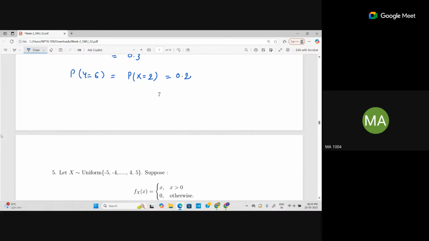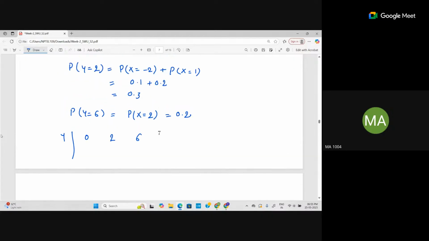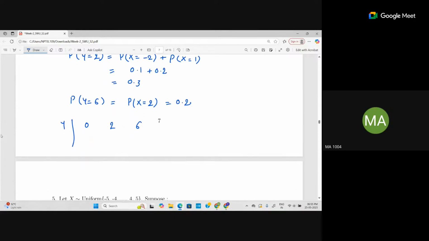Okay, now we can write the PMF of y. So y is taking 0, 2 and 6 with probabilities 0.5, 0.3 and 0.2. Is it clear to everyone now? Yes, ma'am.